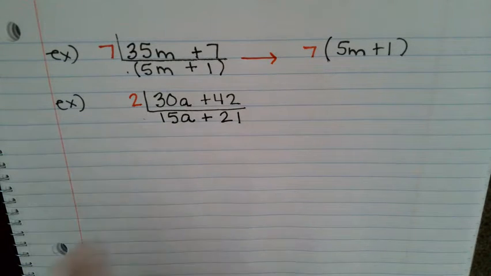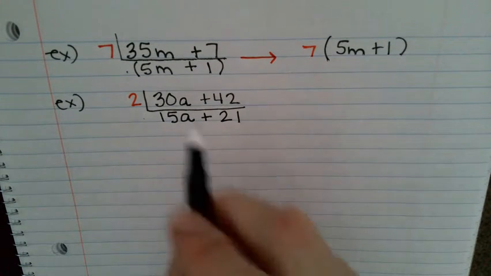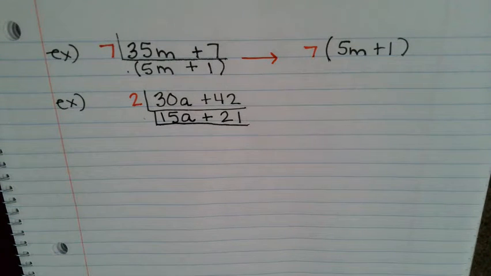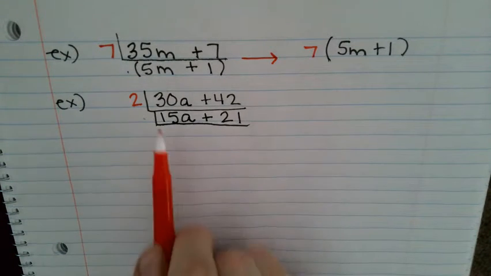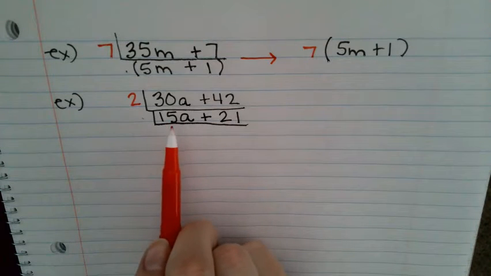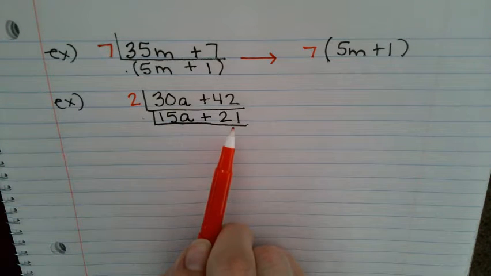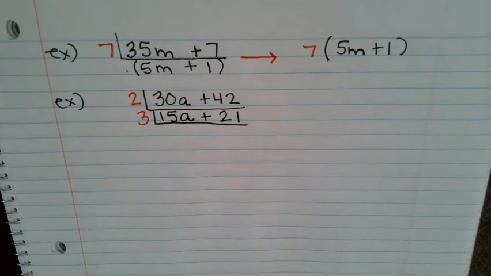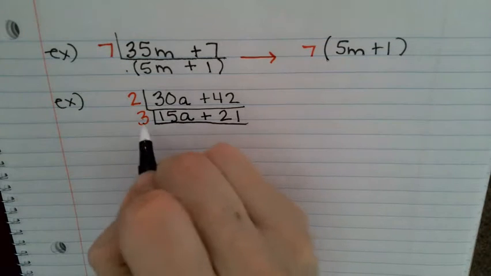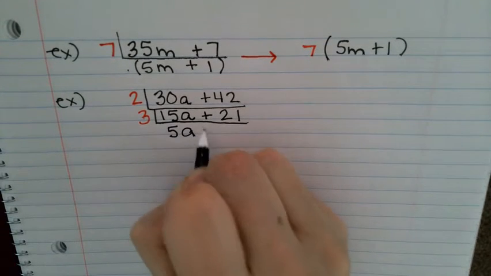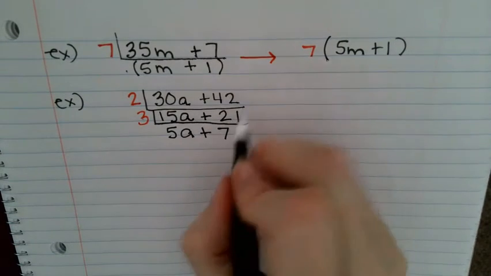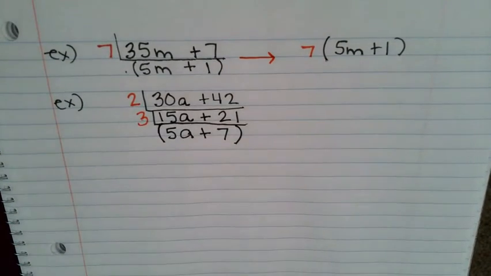I also noticed that 15 and 21 were not mutually prime. Does anybody know what number goes into both 15 and 21? Well, if I check 2, 3, 5, I know 2 does not divide either of these because they're not even. 3 goes into 15 and 3 goes into 21, so I know I can divide both of these by 3. Okay, 15 divided by 3 is 5a, and 21 divided by 3 is 7. Look, 5 and 7 are mutually prime, so I can put the parentheses.